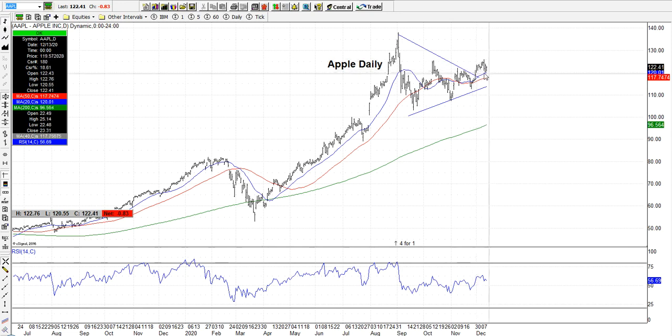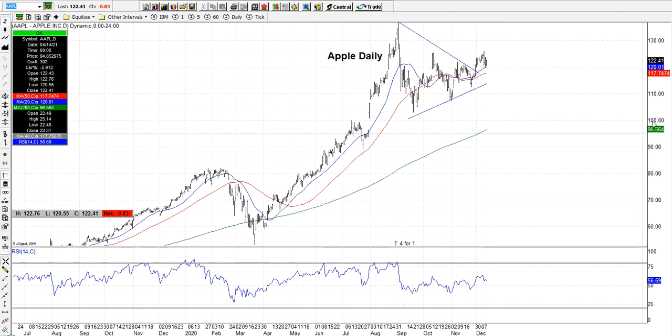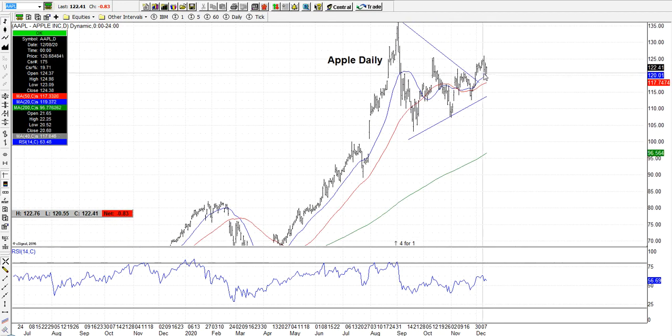It hasn't really gone too far yet. It's coiling again, so hopefully it will. And you can see that it's holding right on the 20-day moving average. And let's open this up a little bit more. Okay, so you can see right on the 20-day moving average. Let's hope that Apple bounces on Monday, moving to the upside.